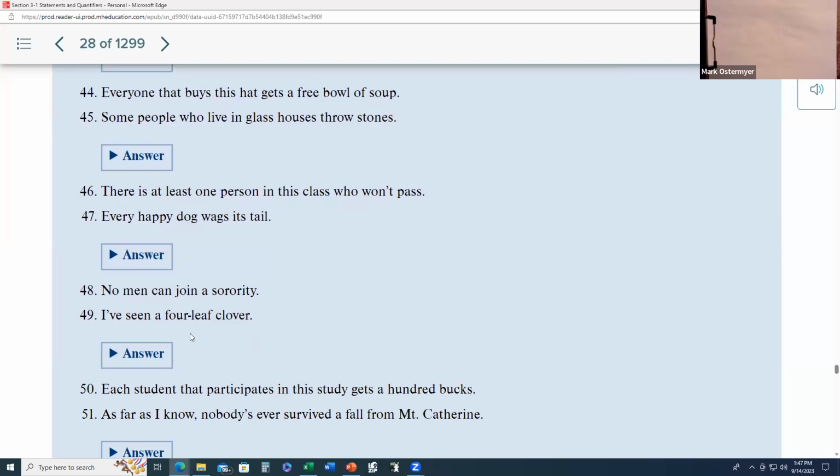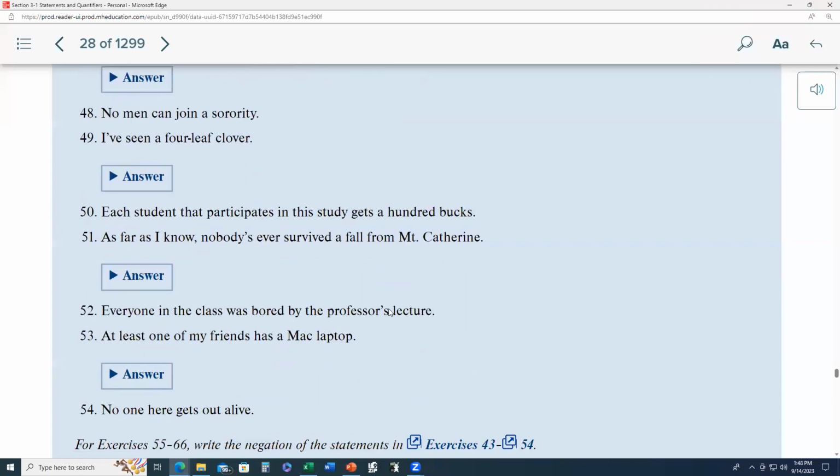49. I've seen a four-leaf clover. Existential. That just means that you have, at least one. 50, each student that participates in the study gets $100.